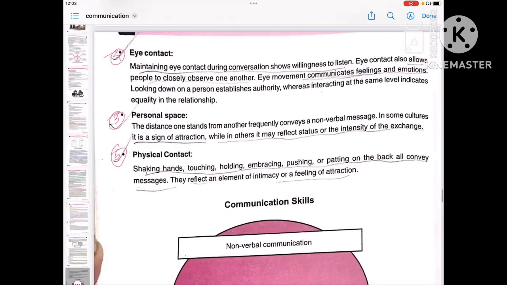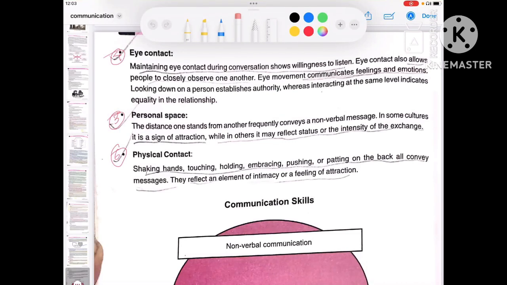Here, maintaining eye contact during conversation shows the willingness to listen. Eye contact also allows people to closely observe one another. Eye movement communicates feelings and emotions. Looking down on a person establishes authority, whereas interacting at the same level indicates equality in relationships.